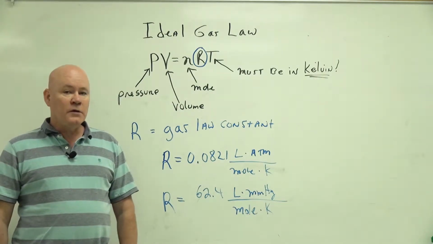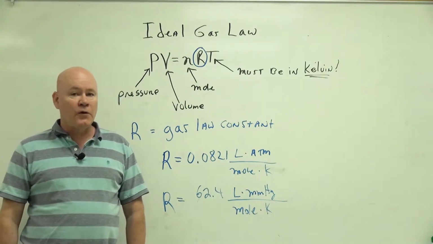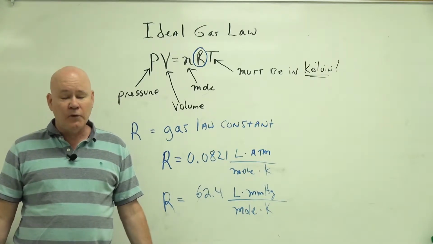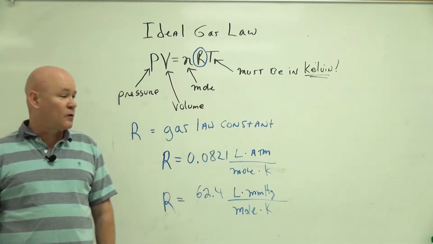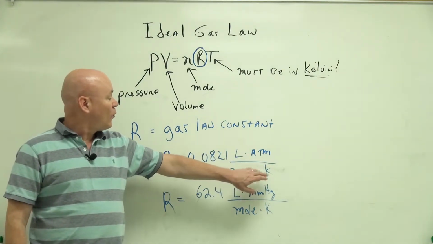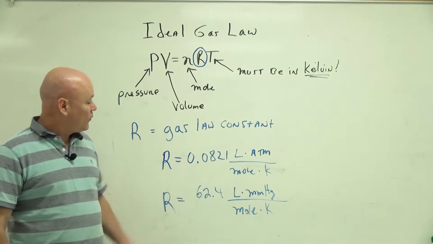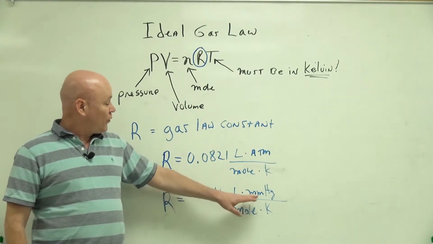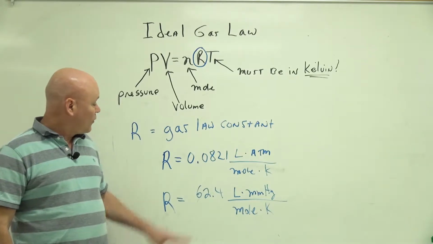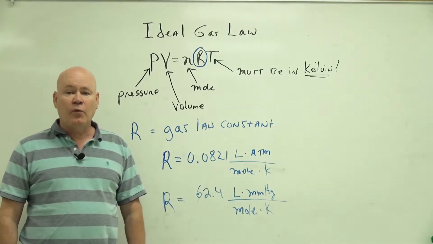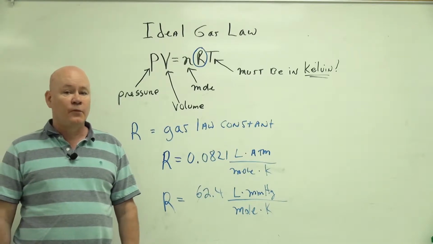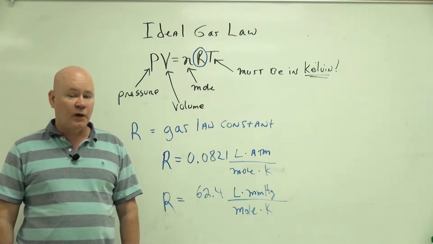Now the way you're going to decide which R to use is you're going to look at the problem and see what the units are. What are the units for pressure? If you're using pressure units of liters and atmospheres and moles and Kelvin, then you're going to have to use that one. Or if you're using, say, millimeters mercury along with the other same units, you're going to have to use 62.4. So we let our units decide which R that we're going to pick.